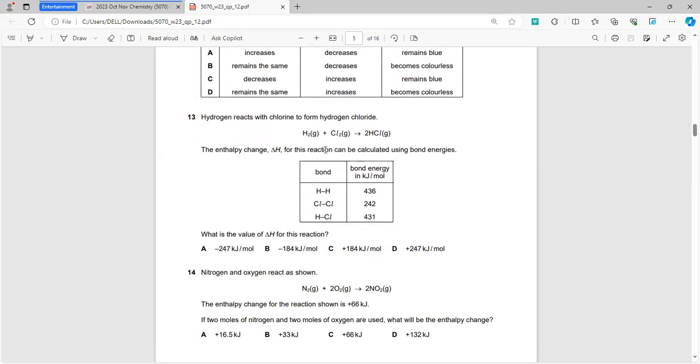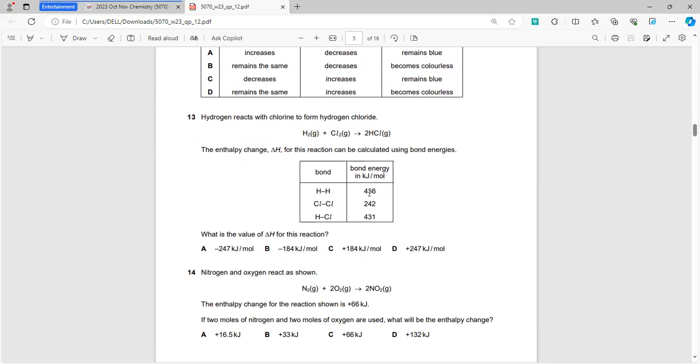Now, in question number 13, for the value of delta H, you obviously need to know that this is a reaction involving bond formation, and bond formation reactions are always exothermic, meaning they have a negative delta H. So the correct option will be either A or B.